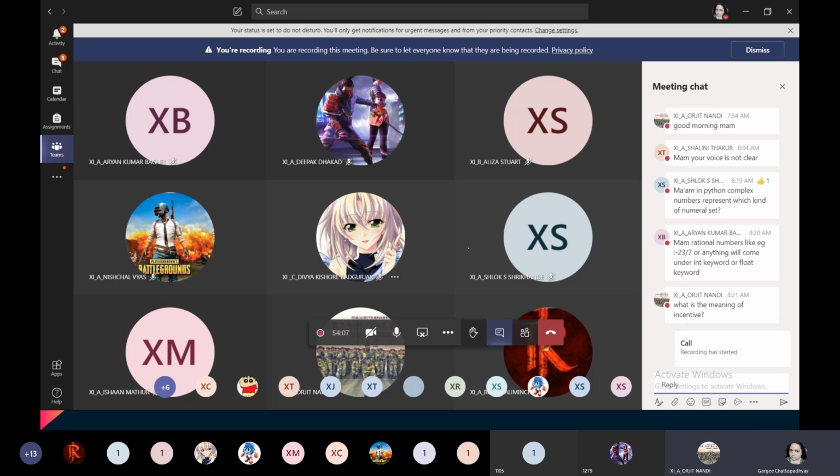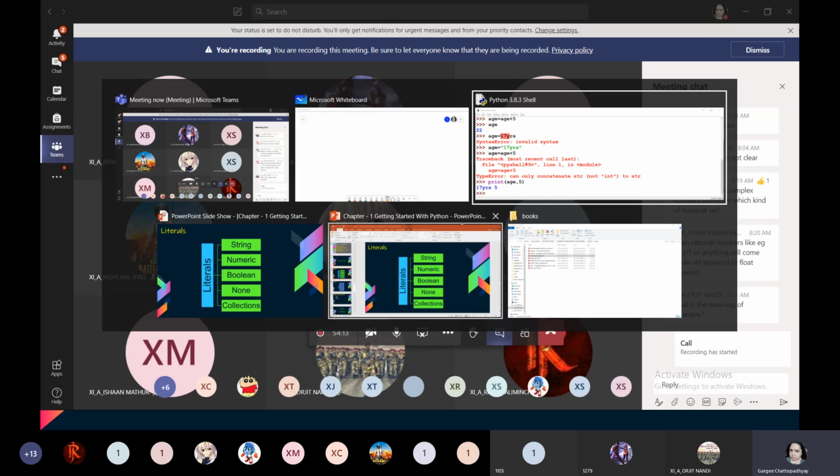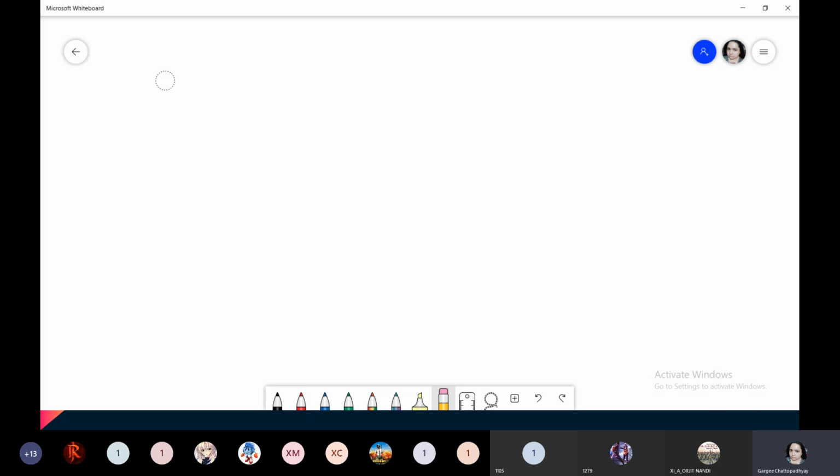Okay, ma'am. Aryan Kumar, 23 divided by 7. If you are specifying something like this, and you are taking a variable a equals 23 divided by 7, now remember, 23 is an integer value and 7 is an integer value. When they are divided, automatically a will get a float value.